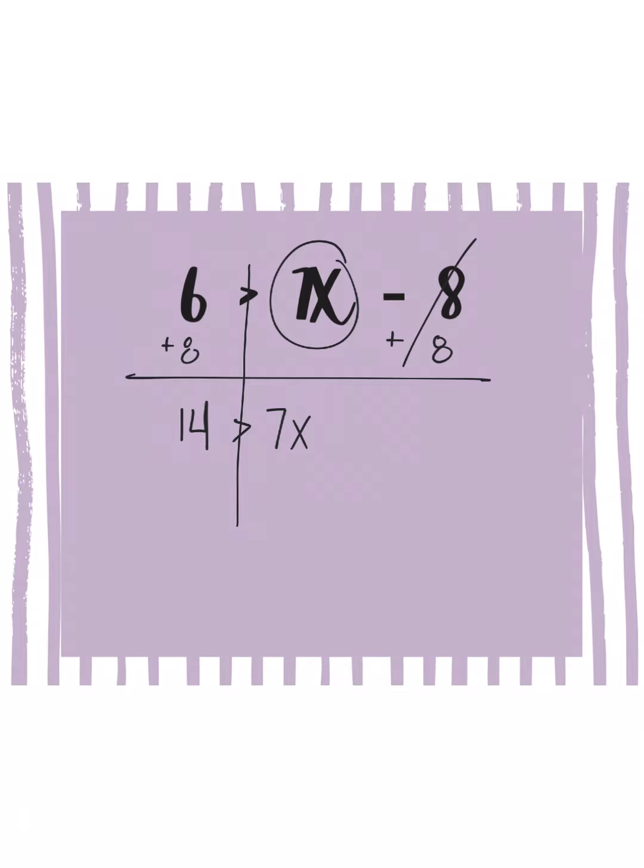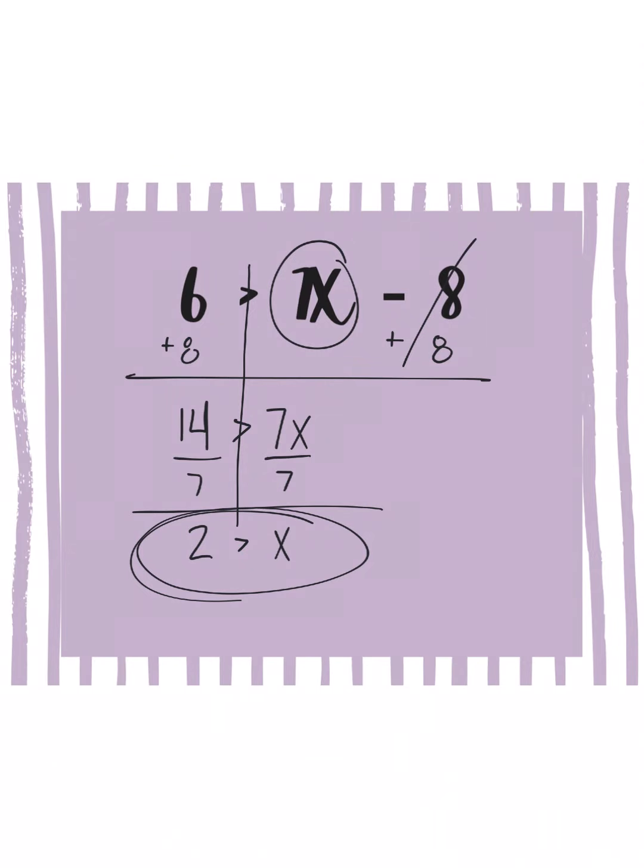Now again, I'm trying to get to a 1x, and I have here a 7x, or 7 times x, so I'll need to use division to get x all by itself. In this case, 7 divided by 7 is 1 or 1x. Again, be extra careful with that symbol, and 14 divided by 7 is 2.